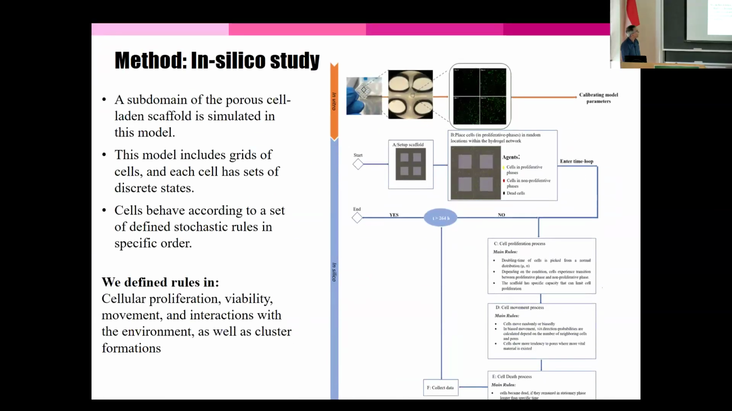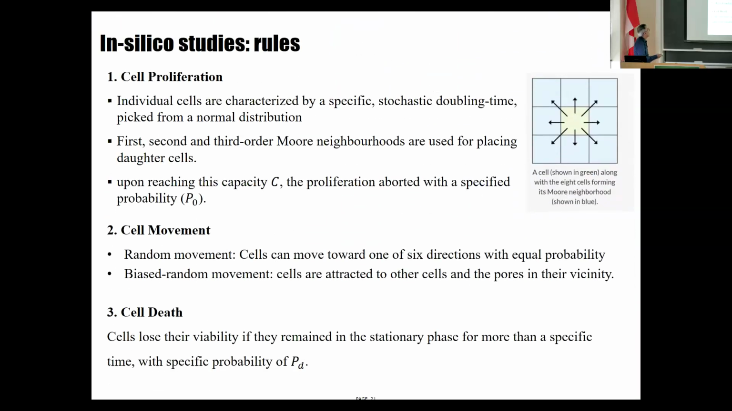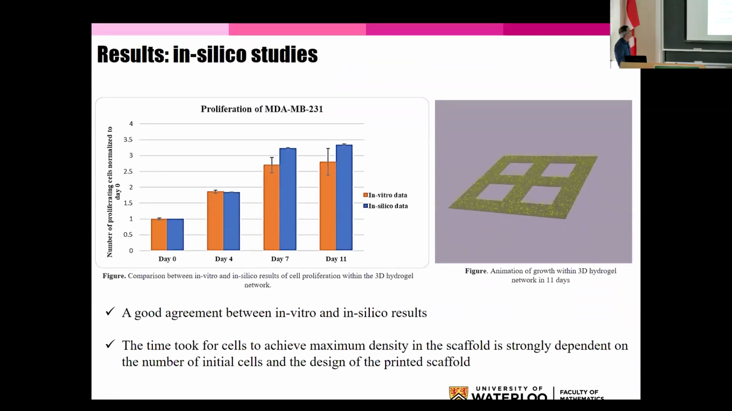And then we started thinking about this in silico study to see how we can compare them. So that's the main structure of the comparison between the in vitro experiments and our simulations. Just a little bit of details there. Just like any other cellular automata simulation, we start by providing the rules: how the cells are going to proliferate, whether we have cell movement or not, and cell death. So we applied all these rules.